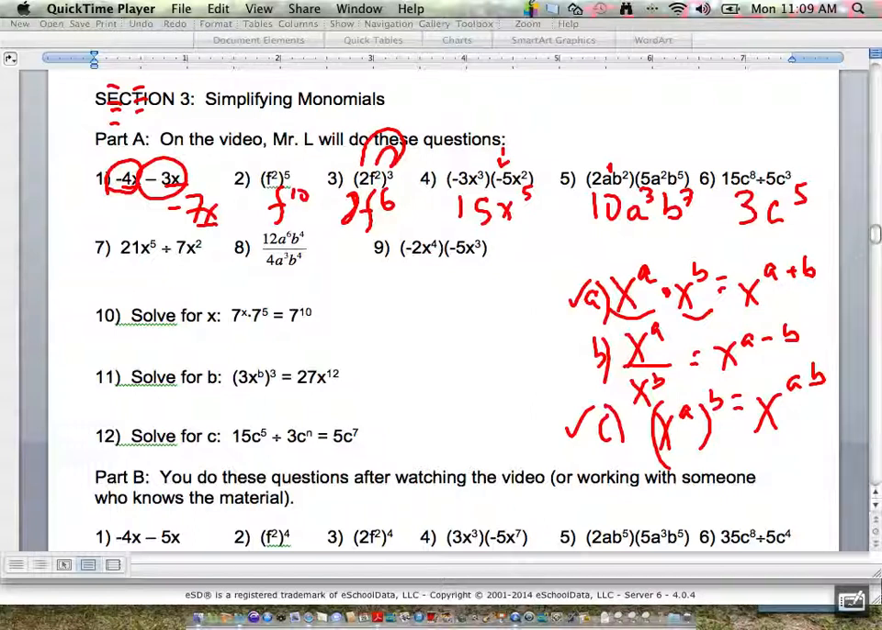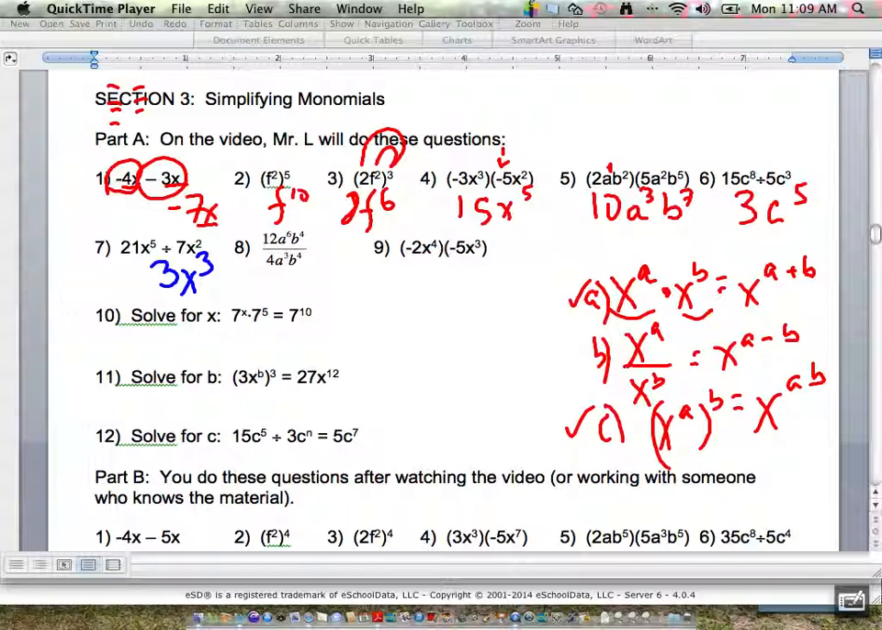I actually saw 1 or 2 students who added with division. That's a huge mistake. We don't want to ever do that. Okay. Let's take a look at number 7 now. What would number 7 work out to be? 21x to the 5th divided by 7x squared. What do we get? 3 what? 3x to the 3rd.